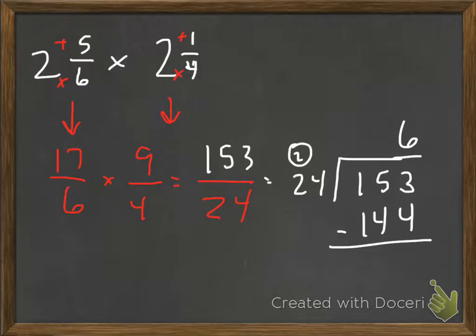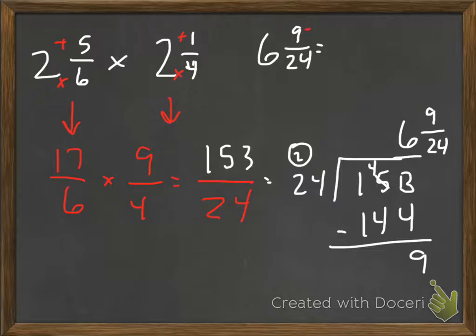So, going to borrow from the 5. That becomes a 4. 13 minus 4 is 9. 4 minus 4 is 0. 1 minus 1 is 0. So your remainder is 9, which becomes your numerator. And your denominator stays the same at 24. So we got 6 and 9/24ths, which of course can be reduced. 9 divided by 3 is 3. 24 divided by 3 is 8. And 6 stays the same. So your answer would be 6 and 3/8.